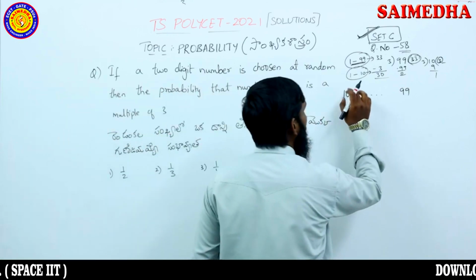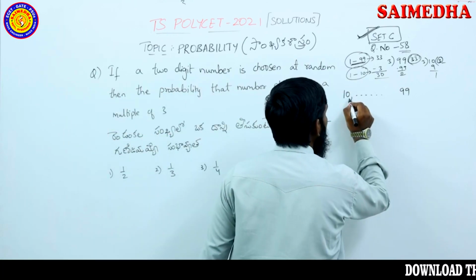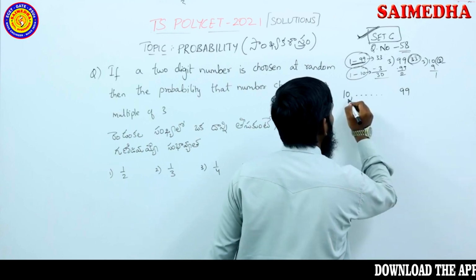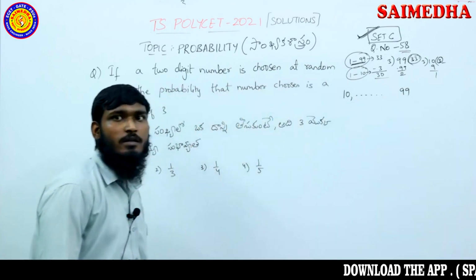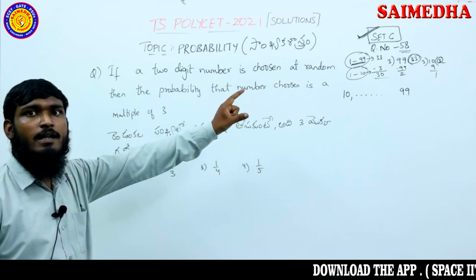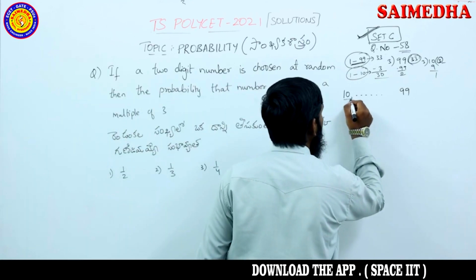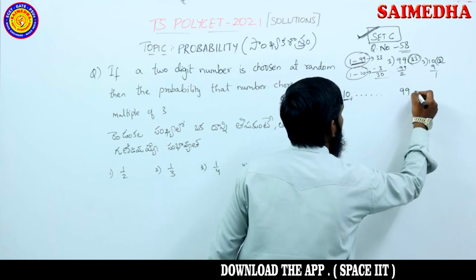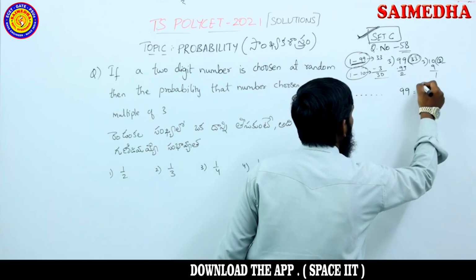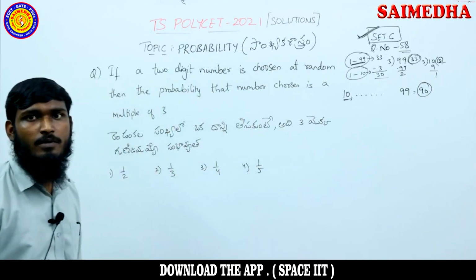Now, let us find out the total outcomes over here from 10 to 99. How many numbers are there from 10 to 99? You can see easily that there will be 90 numbers.